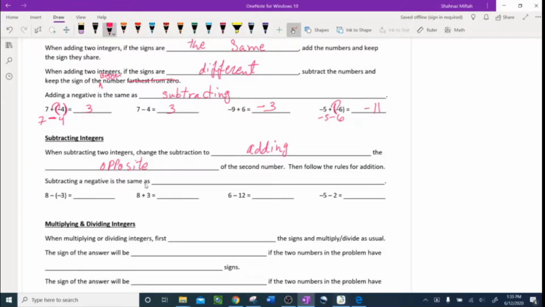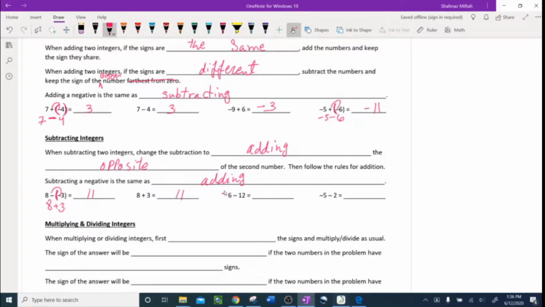Subtracting a negative is the same as adding. Now, if I'm subtracting a negative, it means I'm adding. So plus 3. Again, the same rule that I talked about with multiplying: negative times negative is going to give me positive. So 8 plus 3 is 11.